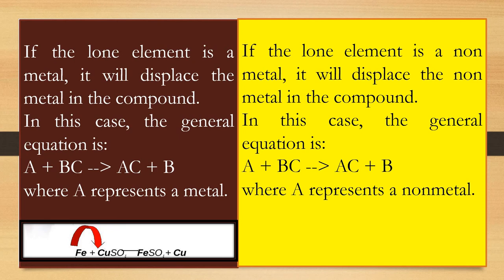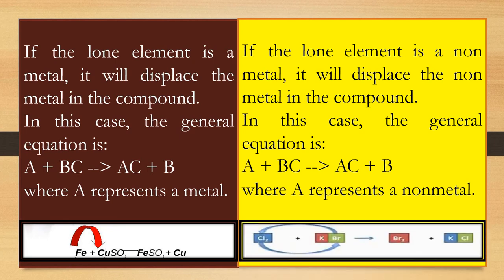We can understand through an example where we have taken iron and copper sulfate. So iron being a more reactive metal, it displaces copper from its solution. Similarly, if we take chlorine and potassium bromide, chlorine will displace bromine, being more reactive.